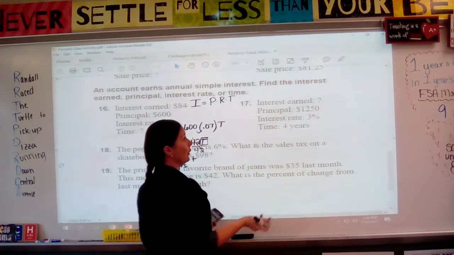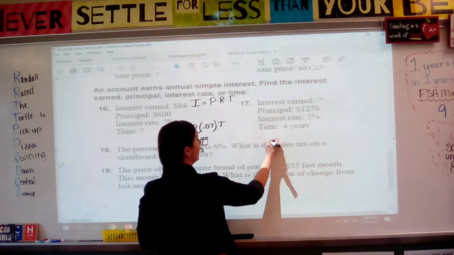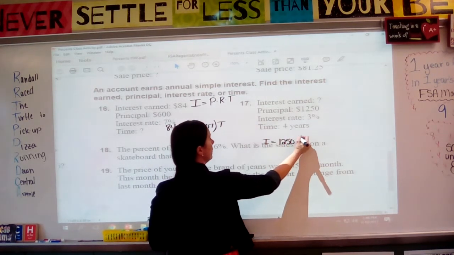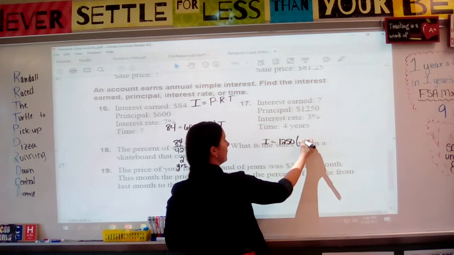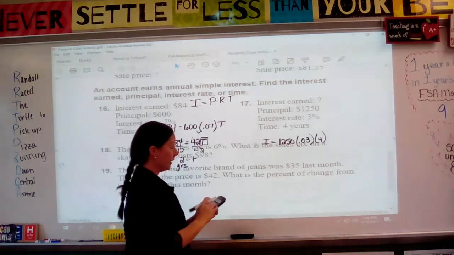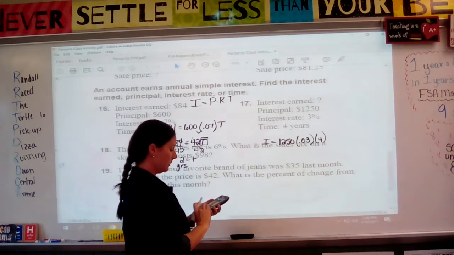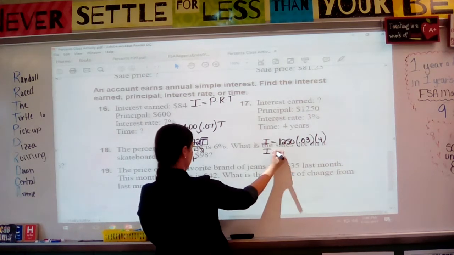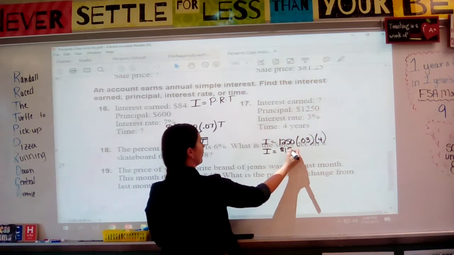Over here, interest earned, we don't know. So I'm going to fill in what I know. I don't know the interest. I know the principal. I know the rate. I'm going to convert that to a decimal. And I know my time in years. So I'm just multiplying all 3 of those to figure out what my interest is. So interest will equal $150.